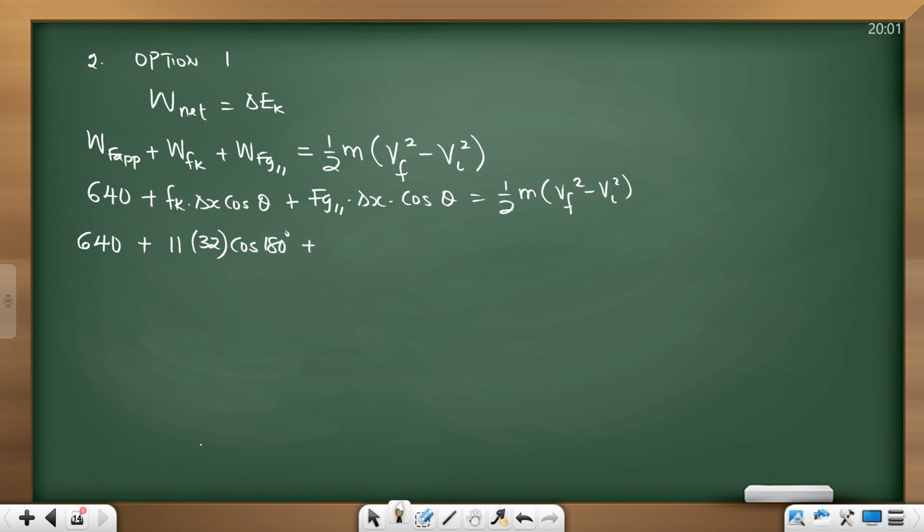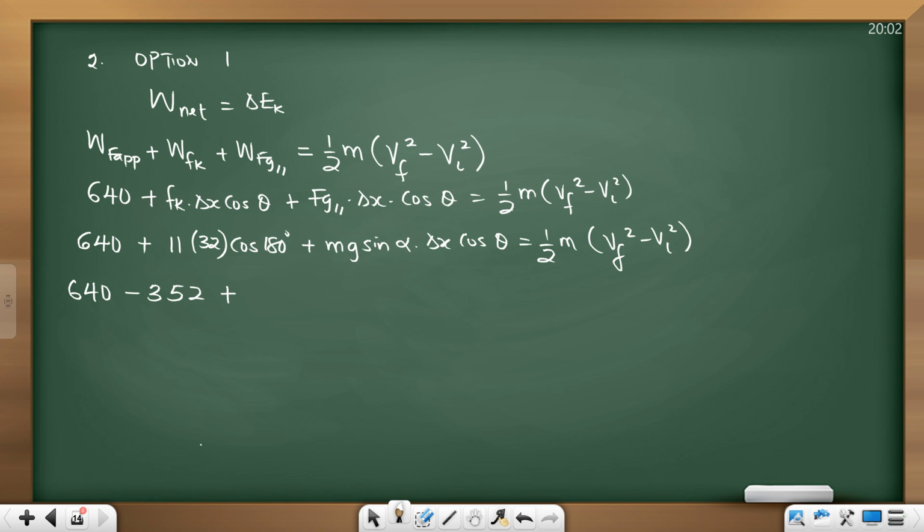All right. Plus, what is this one? mg sine alpha delta x cos theta. Okay. This is the only calculation in this question. This is the long way, but I wanted to see it. Because sometimes you have to use this one. 11 times 32 will be what? 352. And it's going to be a negative 352. Cos 180 is minus 1. So put that in your calculator, you get that.